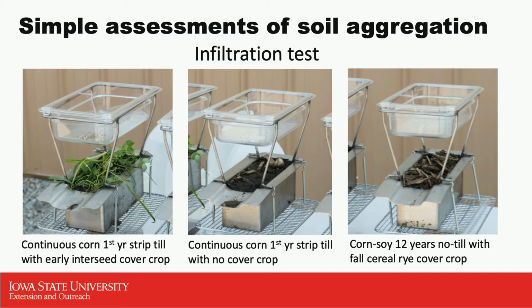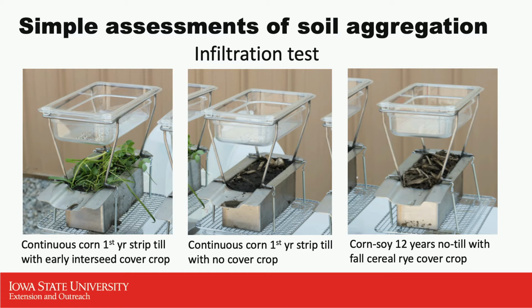So these are cores that were taken from the Northeast Research and Demonstration Farm near Nashua. We've got several different treatments there. So the one you see on the left, that's a continuous corn system. It's in strip till for the first year. So prior to that, it was just conventionally tilled. And it's got an early season interseed, so around V5 interseed, multi-species cover crop, so that was a 9-way mix. The one in the center is the same treatment, continuous corn, first year strip till, but no cover crop.